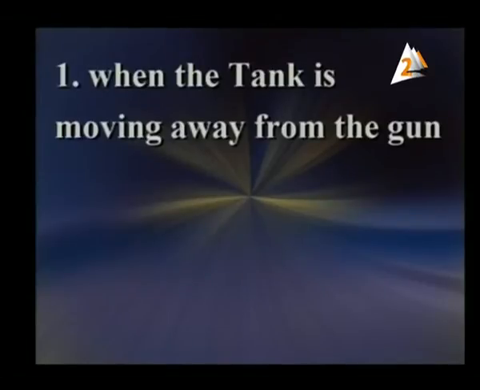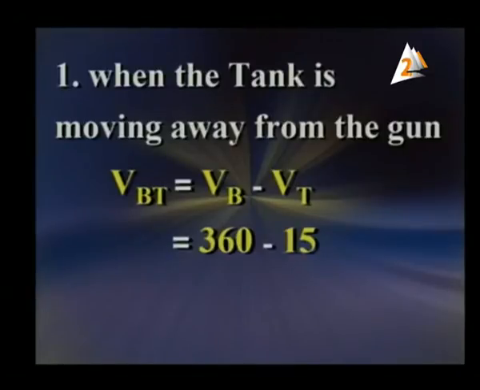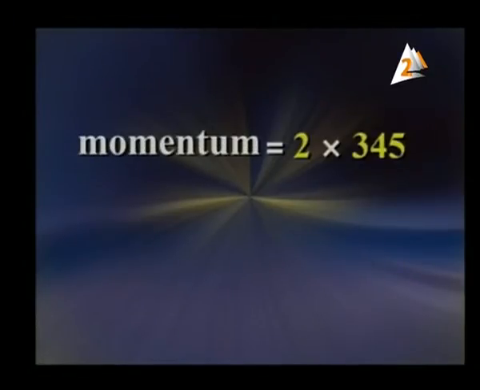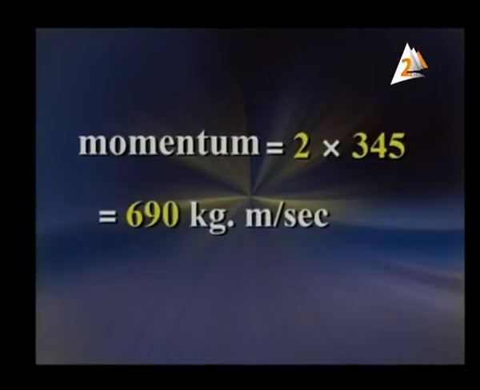The relative momentum. When the tank is moving away from the gun, then VBT equals VB minus VT equals 360 minus 15 equals 345 meter per second. Momentum equals 2 times 345, because momentum equals mv, then the result is 690 kilogram meter per second.